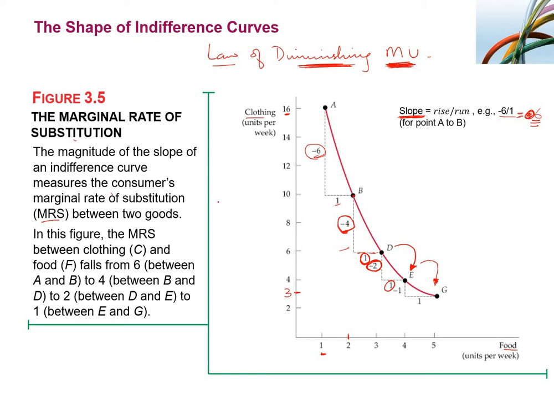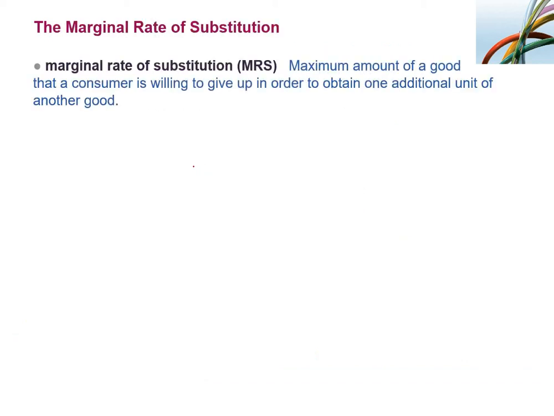Okay, when it is negative. But here we are saying that the marginal rate of substitution is falling from 6 to 4, and 4 to 2, and 2 to 1. Okay, so this is what we say, and we are going to introduce the next assumption.